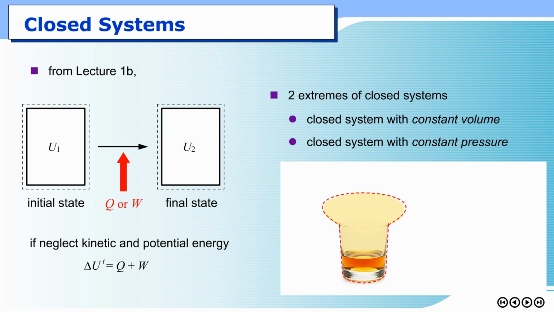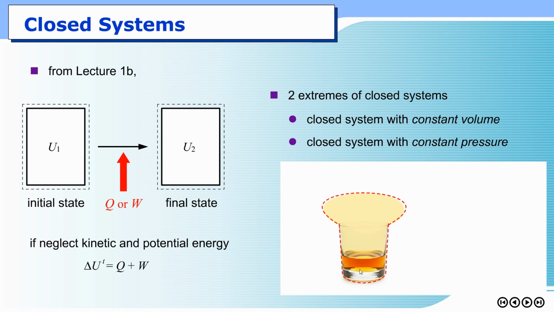Another extreme for closed system is the system with constant pressure. This picture I show from lecture 1A is basically a glass of whiskey that evaporates. During that time we said that we can define our system by ourselves. The dotted line here is our imaginary line, or basically we can draw our own system. If the system goes around all the molecules of the whiskey at all times, we can say that the system is a closed system.